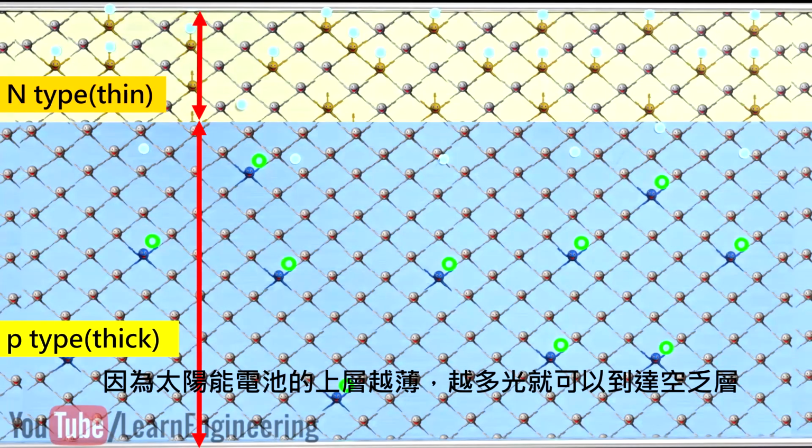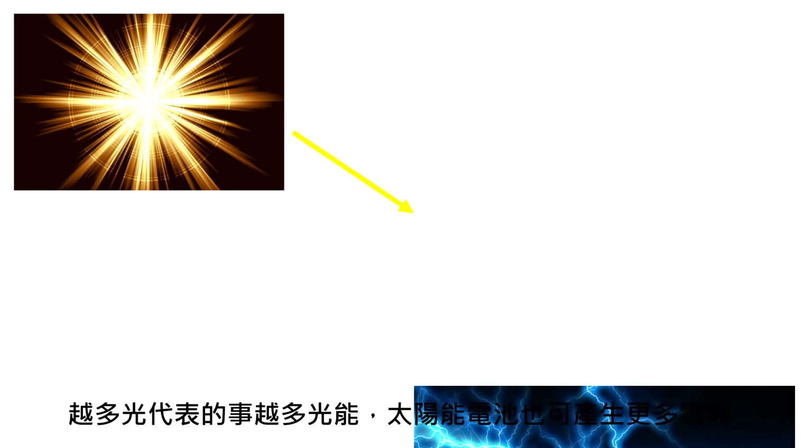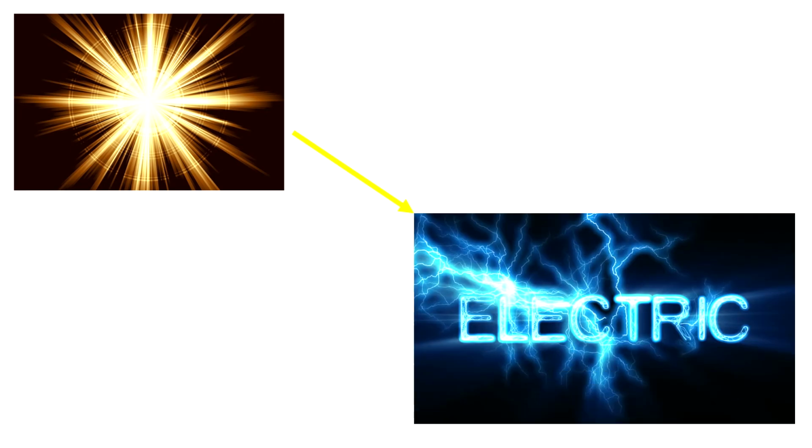Because the thinner the upper part of the cell is, more light can penetrate into the depletion region. And of course, more light means more photon energy, and the solar cell generates more power. That's the end of my video.